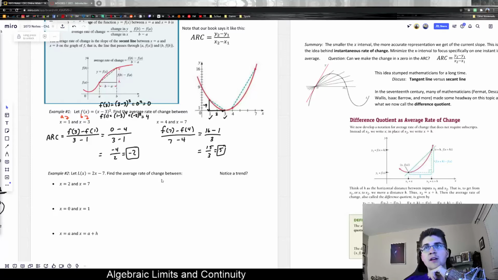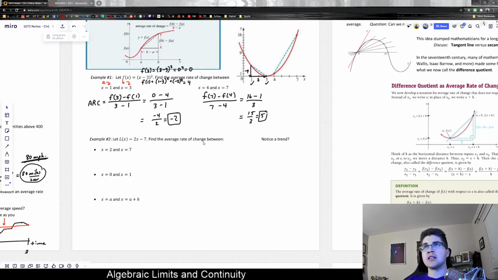Let's do another example of finding the average rate of change using the formula. So here we're given the function L of x is equal to 2x minus 7. It says find the average rate of change between these various portions. And then it asks, do we notice a trend? So let's just go ahead and start doing some math and see what we end up with.